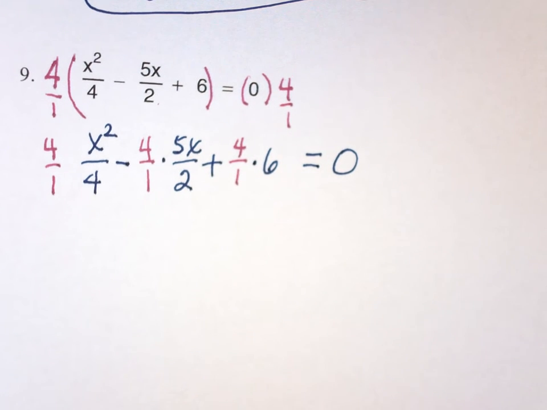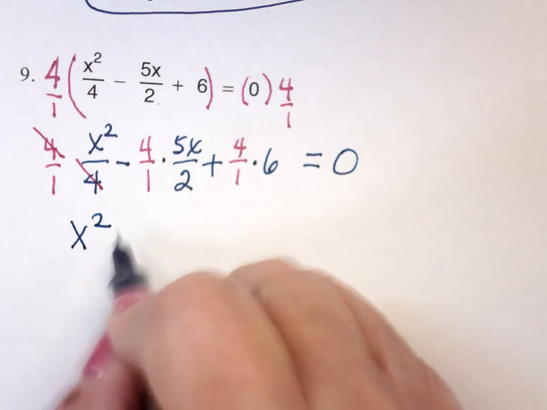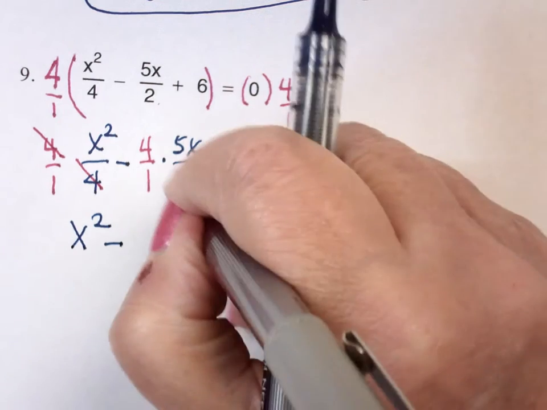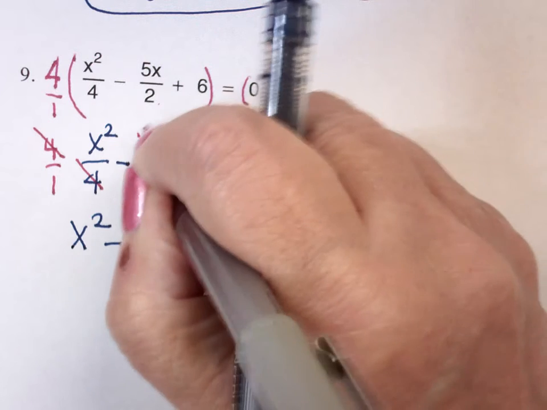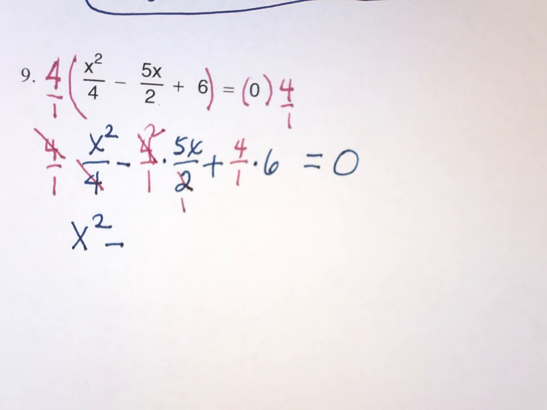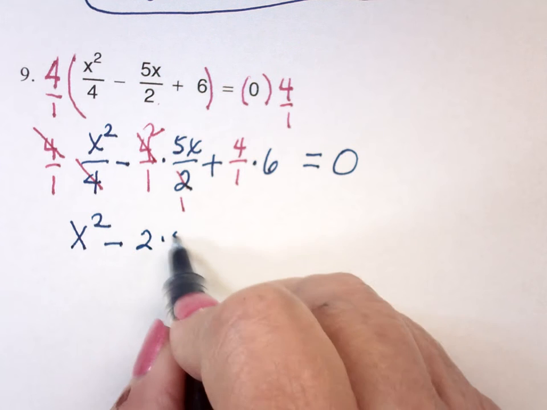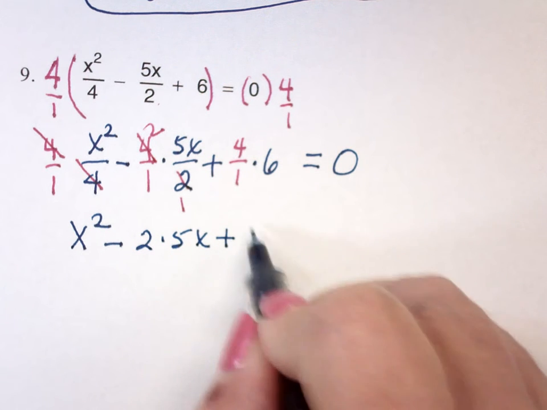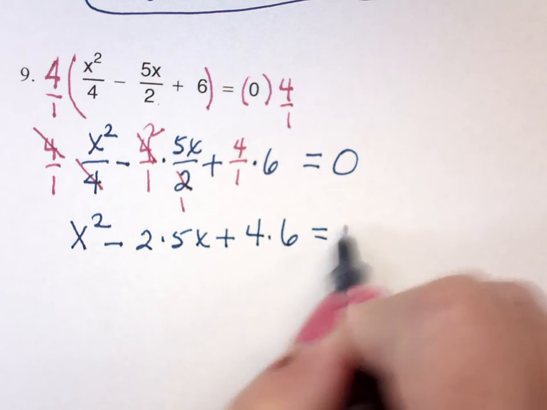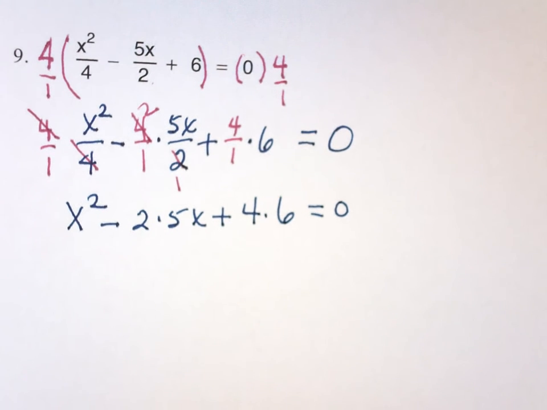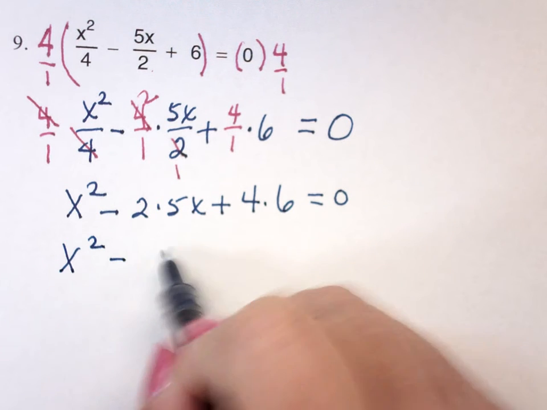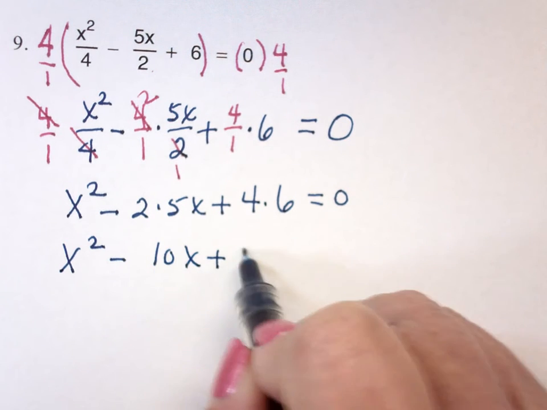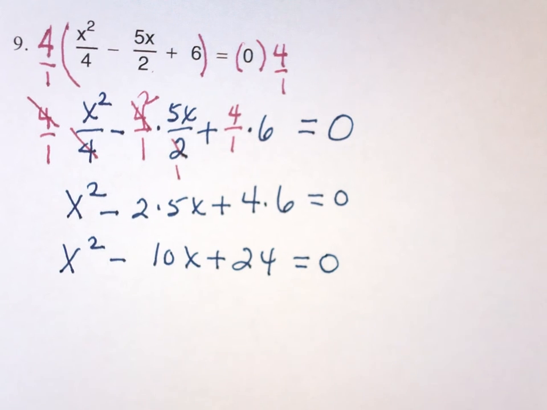Now what you notice is the 4's reduce out. That gives me an x squared minus, 2 divides 2 once, divides 4 twice. This is 2 times 5x plus 4 times 6 equals 0. Now I'm putting in a lot of steps you might not put in. This is x squared minus 10x plus 24 equals 0.